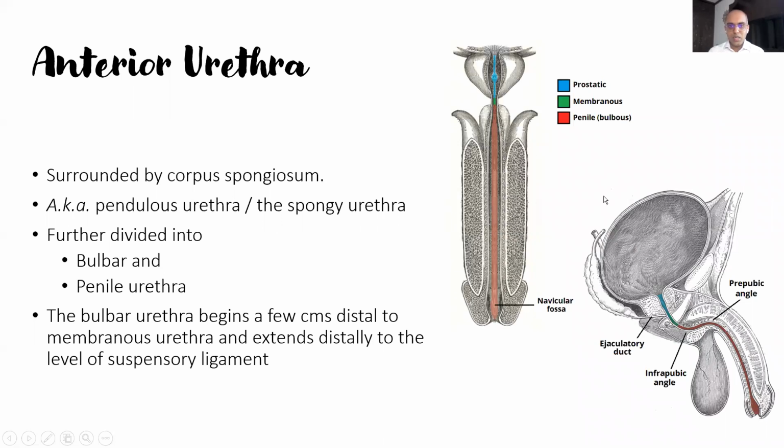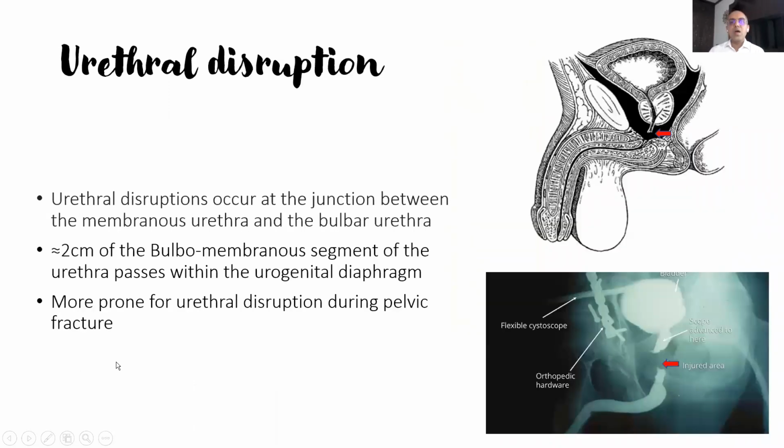Coming to the anterior urethra, it is the urethra that is covered by the corpus spongiosum. It is also known as the pendulous urethra or spongy urethra. It is further divided into the bulbar urethra and the penile urethra by the suspensory ligament of the penis. The bulbar urethra begins a few centimeters distal to the membranous urethra and extends distally to the level of the suspensory ligament.